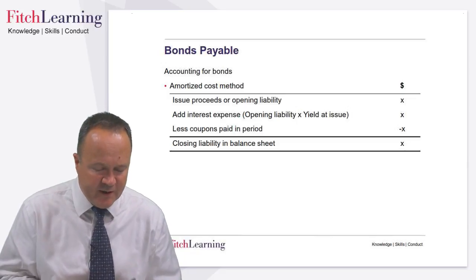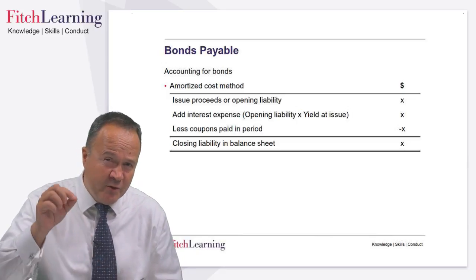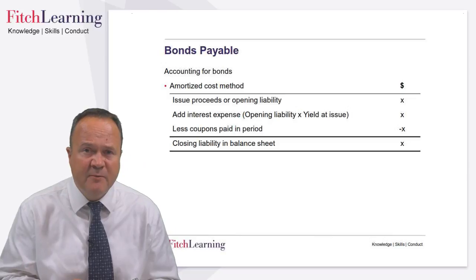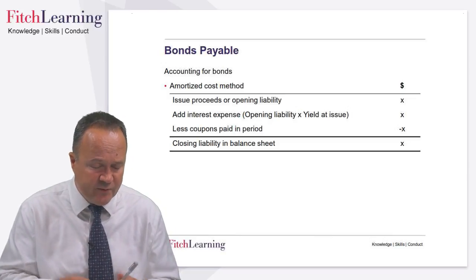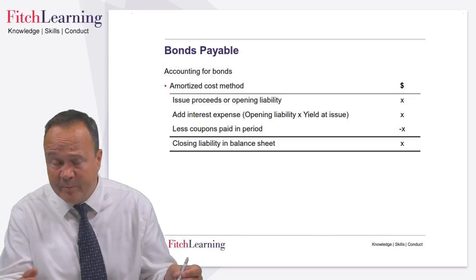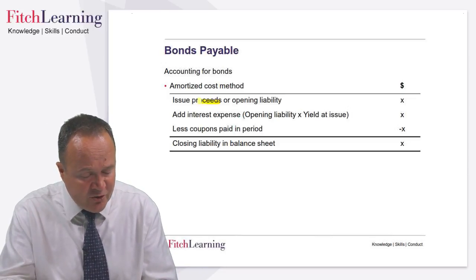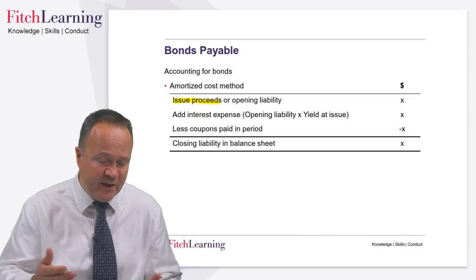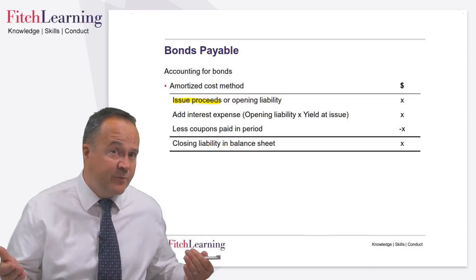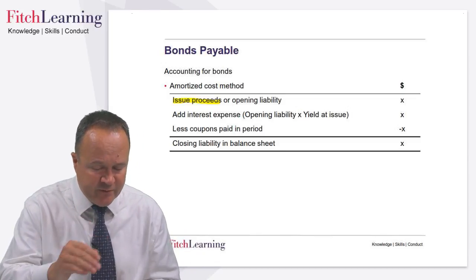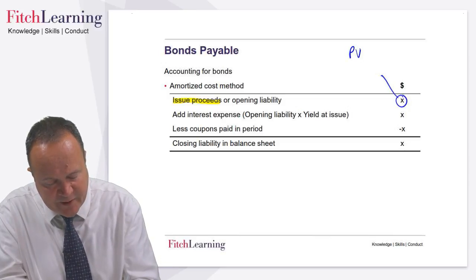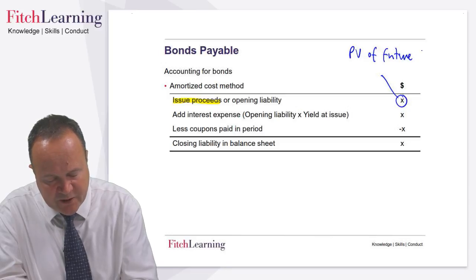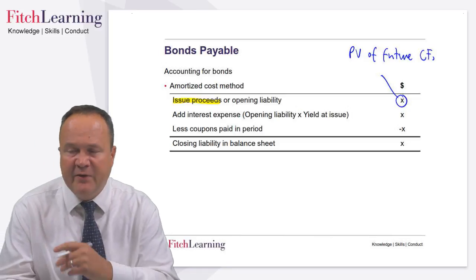At time 0, the bond goes into the balance sheet based on the present value of the bond's cash flows, or the price of the bond, or the issue proceeds. Doesn't really matter. One person's price is one person's proceeds. So that's what goes in. So we ought to be able to get to this number. It's going to be the PV of future cash flows. Obviously, our calculator can do all the heavy lifting for us.